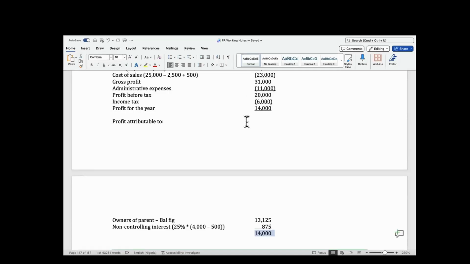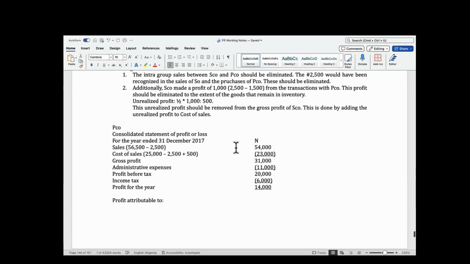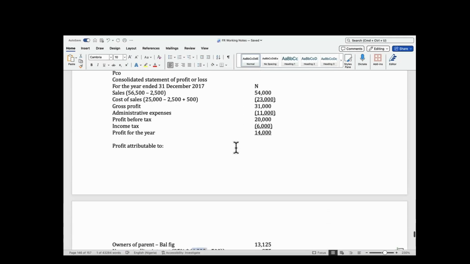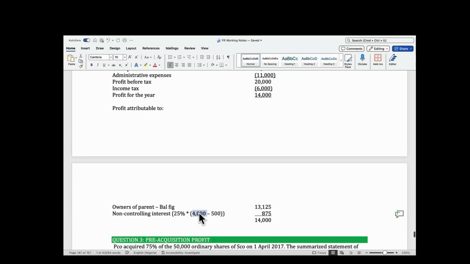What I said is that this 4,000, which is the profit of the subsidiary, includes an unrealized profit, as we saw from the notes they gave us, that he made a profit of 1,000 and 500 of it is unrealized. That is included here. So we have to remove that because it has been eliminated.